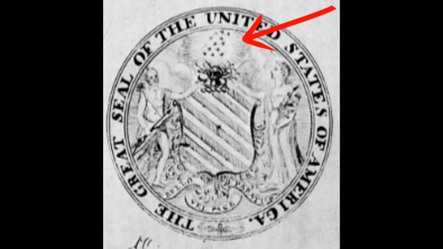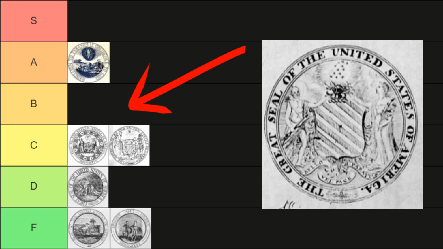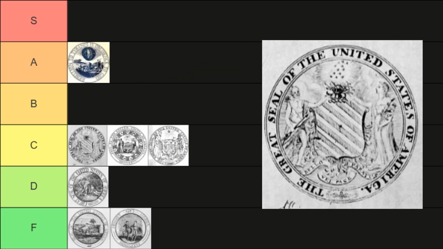Above them is a shining constellation of 13 stars, and below them is the Latin motto Deo vel Pace, which means something akin to in war or peace. This too I will sentence to C tier, for a lot of the same reasons I didn't like du Simitiere's proposal. It's too cluttered, it doesn't really feel that American, maybe a bit more than the other one, but still it just really isn't that interesting.